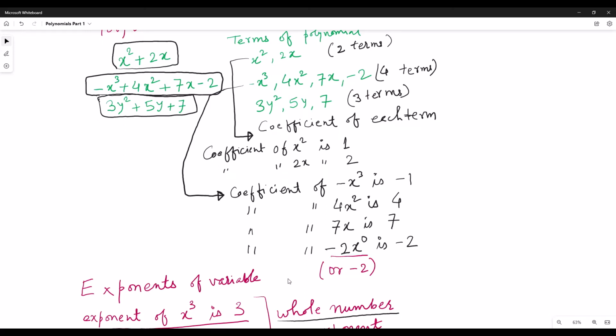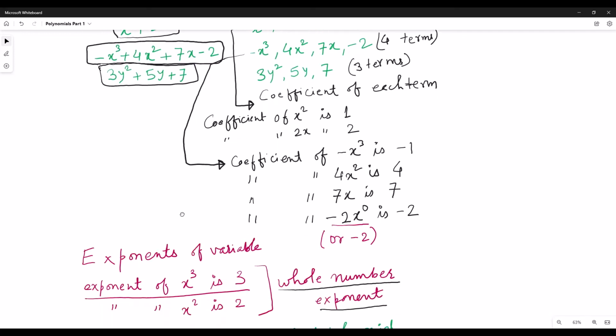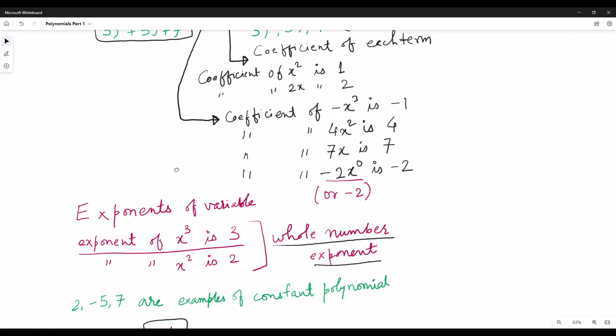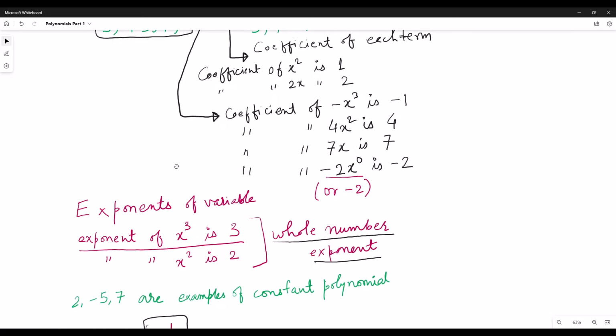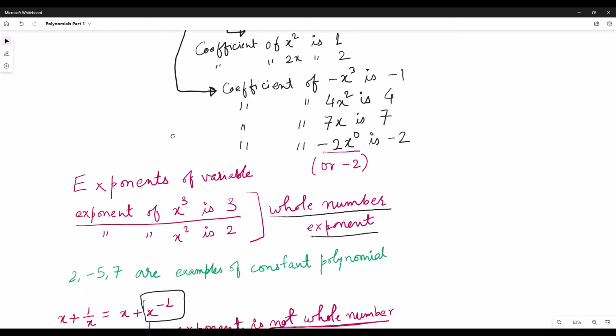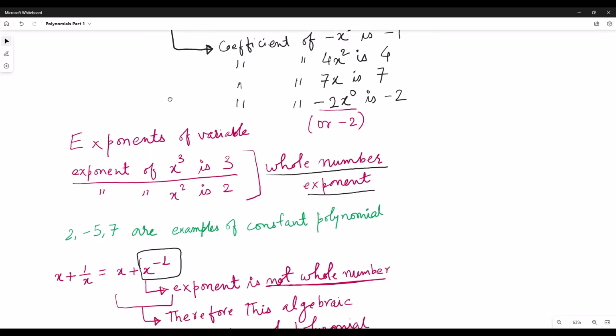So we have learned two things, terms and coefficient. Next is the exponent of a variable. The exponent of x cube is 3. The exponent of x square is 2. So we know what is called the exponent.